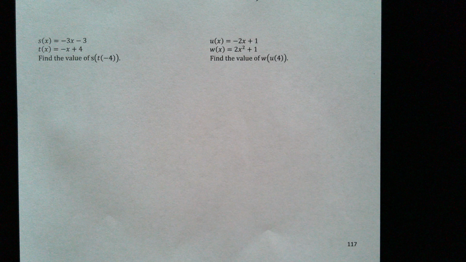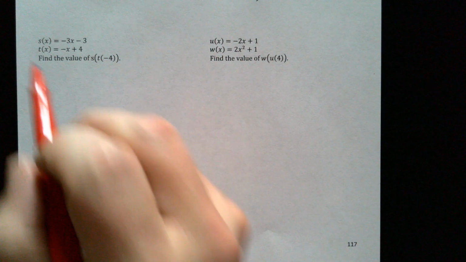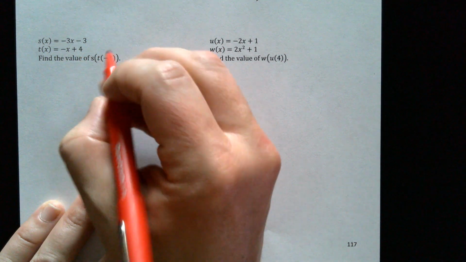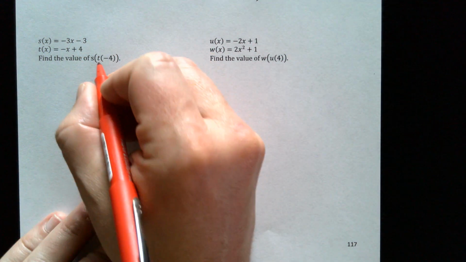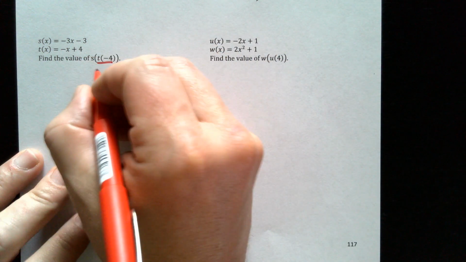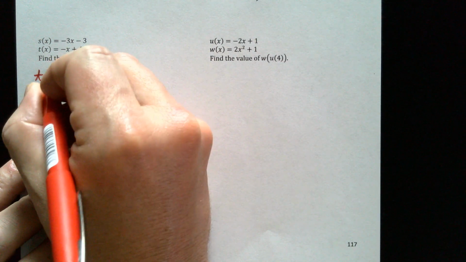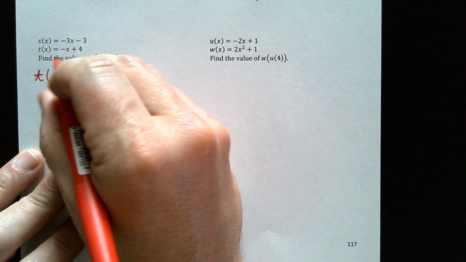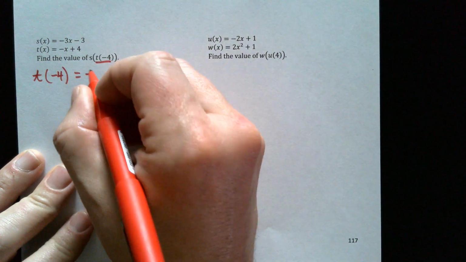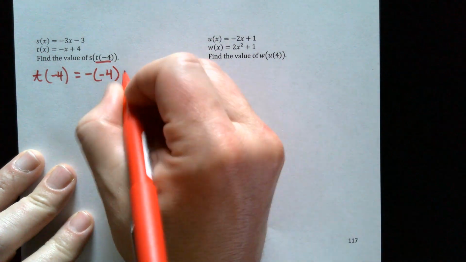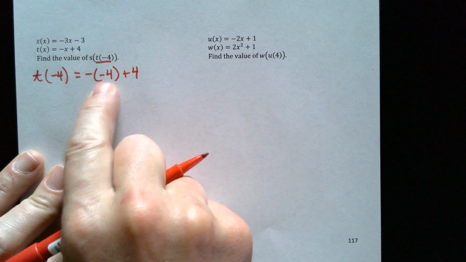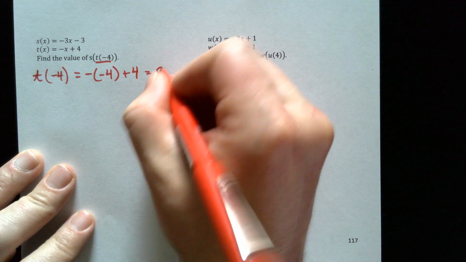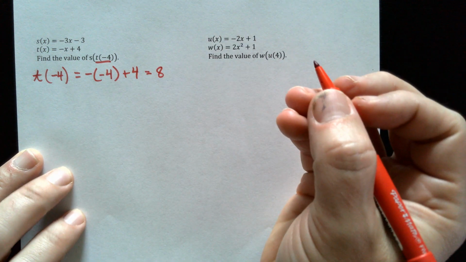For the next problem, we have s of x equals negative 3x minus 3, and t of x equals negative x plus 4. We're asked to find s of t of negative 4. Just like the other times, I'm going to first find t of negative 4, the inside function first. We replace the x with a negative 4, so negative times negative 4 plus 4. Negative times negative becomes positive, so it's 4 plus 4 equals 8. So t of negative 4 is equal to 8.